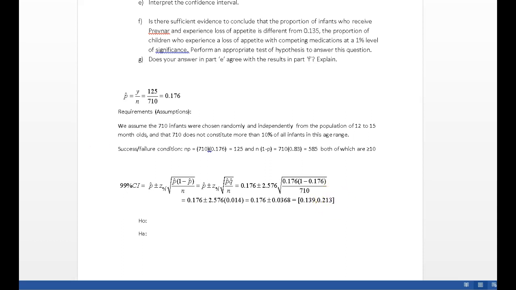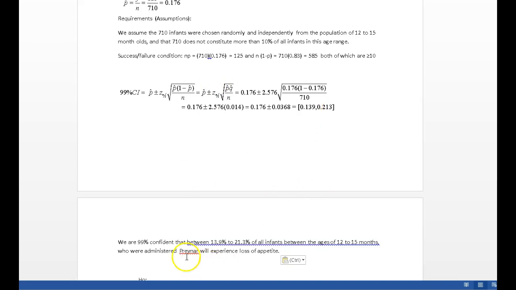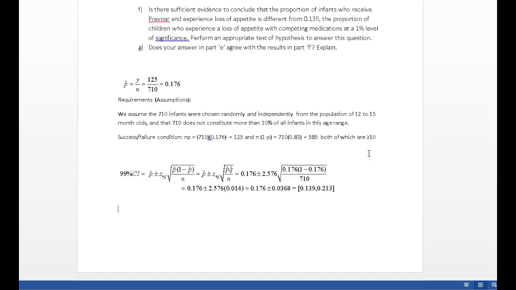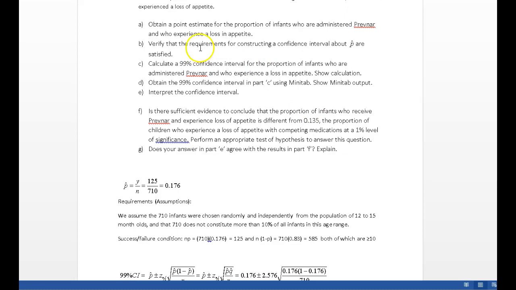Okay, so what can I say out of this interval? I could conclude that I am 99% confident that somewhere between 13.9 and 21.3% of all infants between the ages of 12 to 15 months who were administered Prevnar will experience some loss of appetite. Okay, so that's what we get out of the confidence interval. So we've just answered parts A to E.